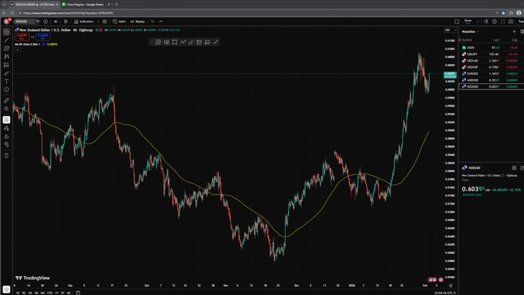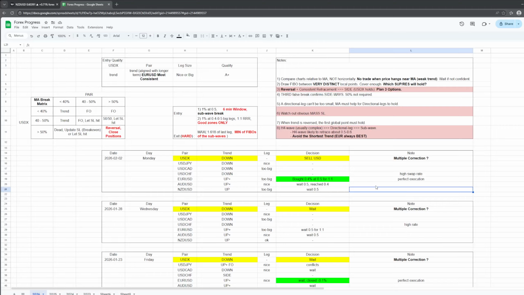Okay, so what do we see overall, guys, in the last several weeks? Right now the trend has definitely reversed. USD is getting weak overall. That's why we are looking for opportunities to sell USD. So right now Euro USD looks best to buy, guys.